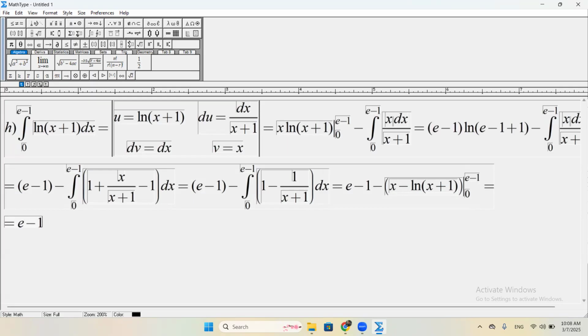so e minus 1 minus, so let's substitute e minus 1. When I substitute e minus 1 here, I just receive 1. And when I substitute 0, I will receive everywhere 0. So that's actually what we have. And here, e is eliminated, 1 is eliminated, and the answer is 1. Any questions about this exercise?